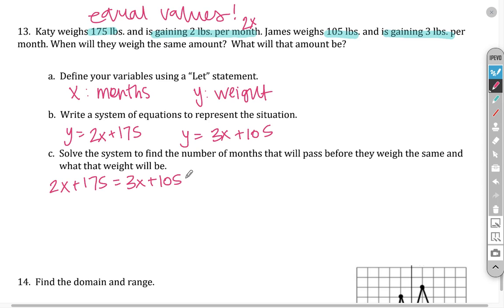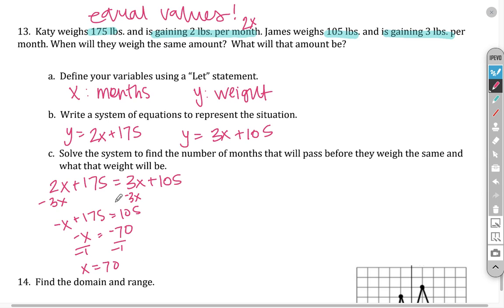All right, so let's subtract 3x. We're going to combine our x's together first. So we have negative x plus 175 equals 105. We're going to subtract 175. So negative x equals, all right, 105 minus 175 is going to leave us with negative 70. And then we want to make this x positive, so we divide by negative 1. So we get x equals 70.